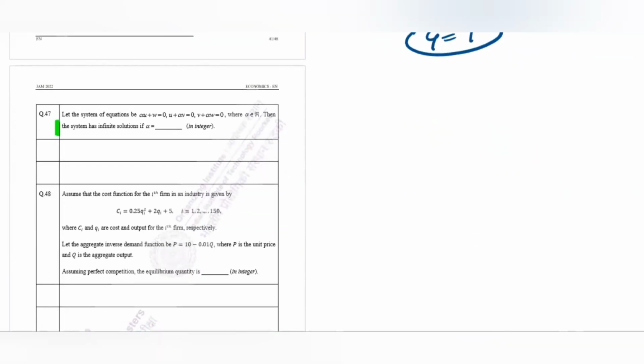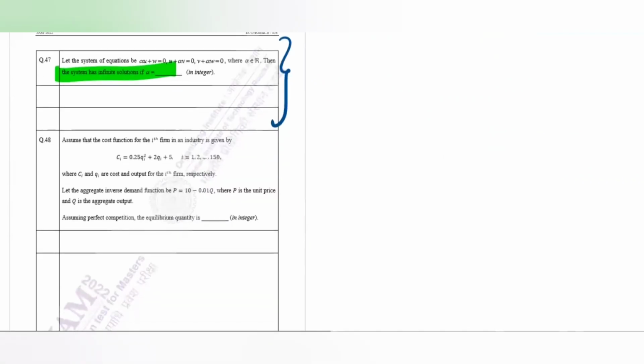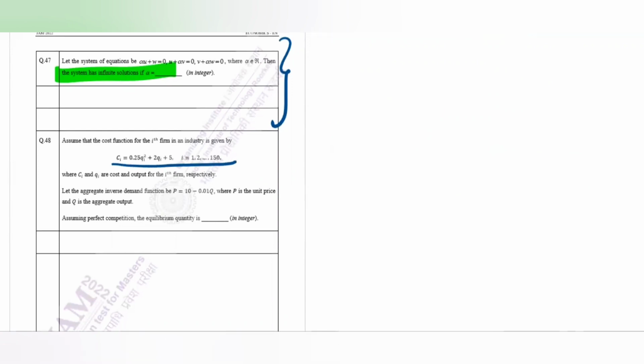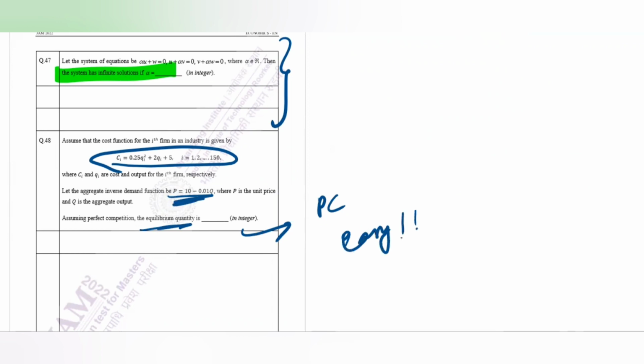Now, this is simply asking about infinite solution. A very similar question came last time also. Then a cost function is given to you. And the demand function is also given to you, and they're just asking about equilibrium quantity in perfect competition. So I'll mark this also as an easy one.